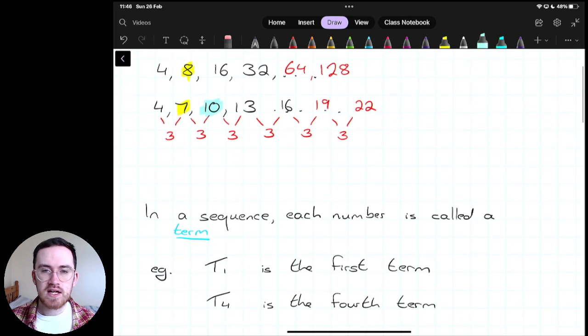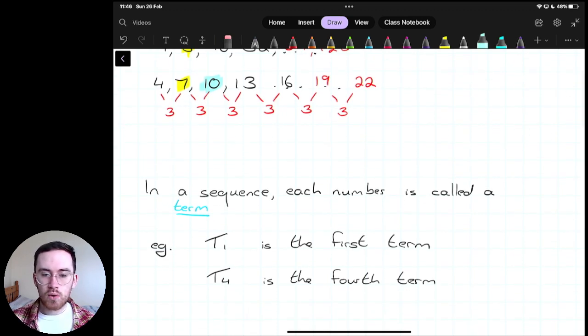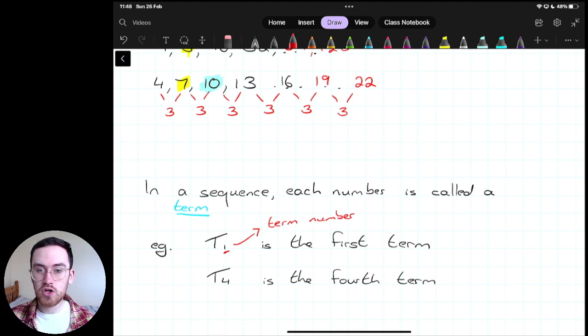What's important here is how we use that language. You can see here T1 is the first term. The T stands for term and the small number stands for the number of the term, which we call the term number. It just tells us which term it is. Is it the first term? Is it the fourth term? Is it the seventh term? And so on.